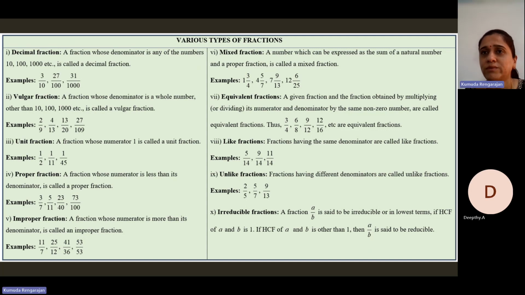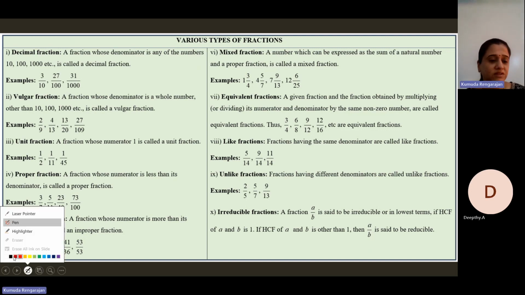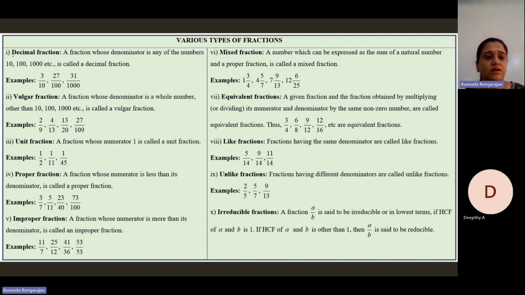By the way, what are whole numbers? Natural numbers including 0. Counting numbers including 0. How do we start counting when there are a few objects lying on a table? 1, 2, 3, 4, 5, and so on. So counting numbers including 0 form the collection of whole numbers, right? Okay. Now let's see the types of fractions.